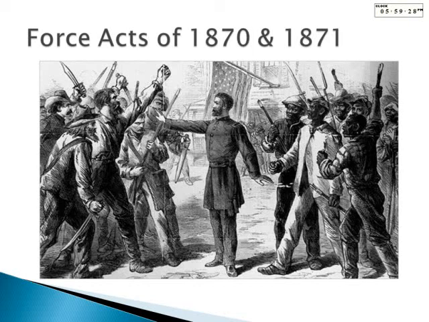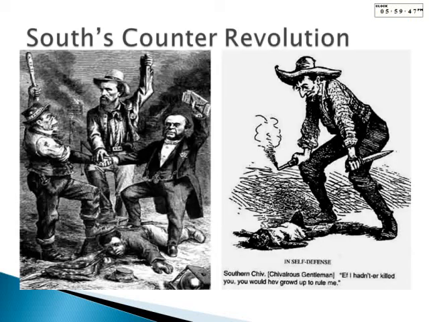And again, if you look at the cartoon here, it's called In Self-Defense. The Southern chivalrous gentleman says, if I hadn't killed you, you would have grown up to rule me. So the fear is that if I don't kill you, then eventually you'll be in charge. You will govern me. So it is a white man killing a black child. The fear being, if I don't do it now, then I will be the one.